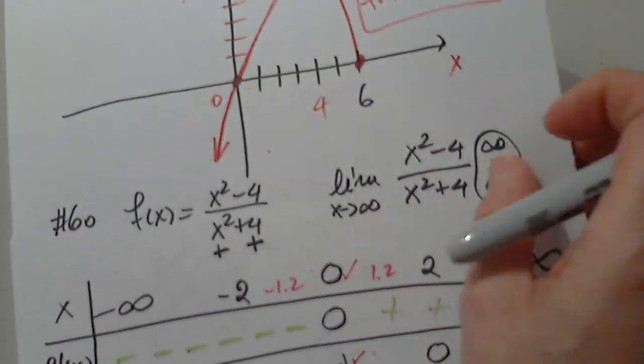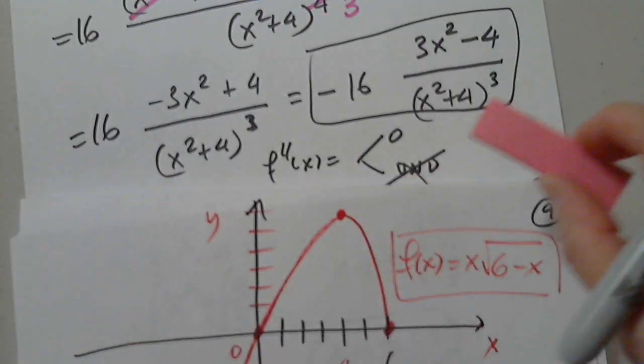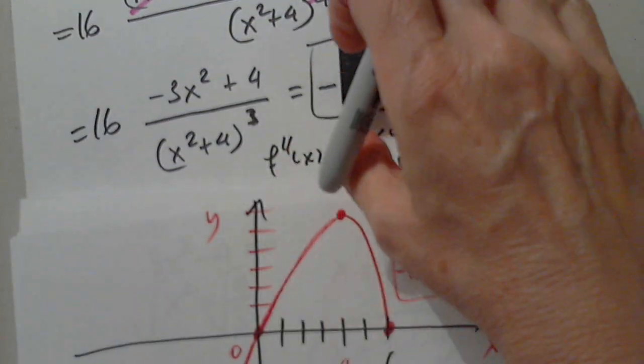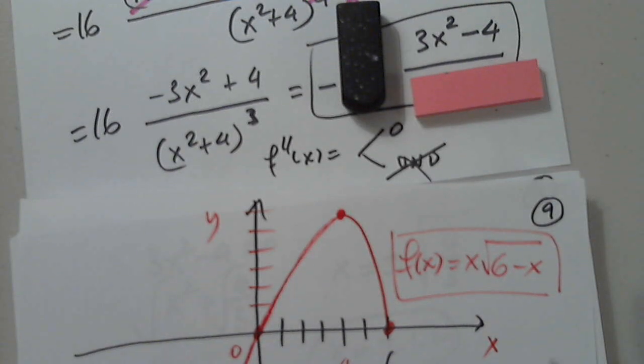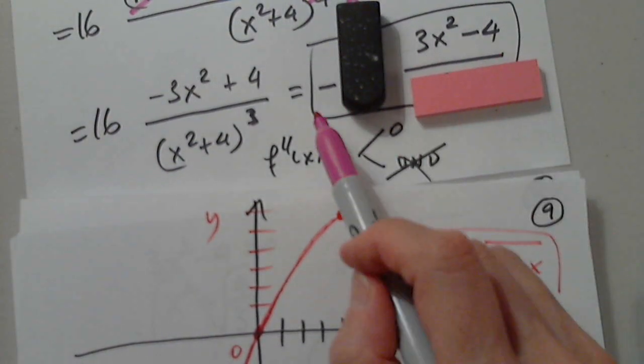Finally, we have to study the sign of the second derivative. I refuse to study the sign of this because it's always positive. I refuse to study the sign of 16. So the only sign that I have to study is of 3x squared minus 4 with minus in front.